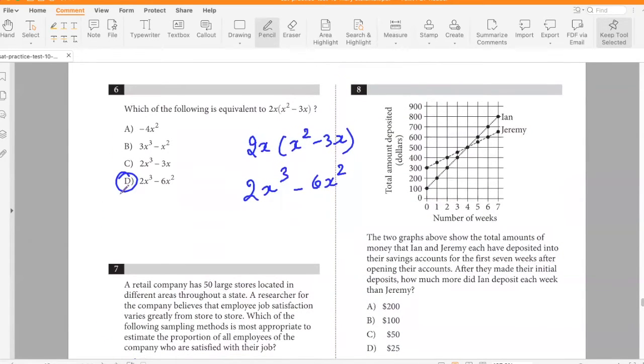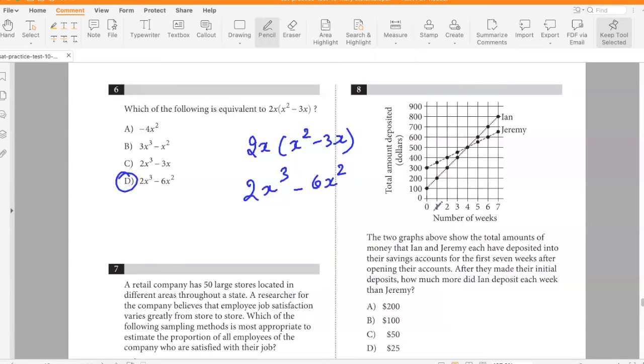The two graphs above show the total amounts of money that Ian and Jeremy each have deposited into their savings accounts for the first 7 weeks after opening their accounts. After they made their initial deposits, how much more did Ian deposit each week than Jeremy?